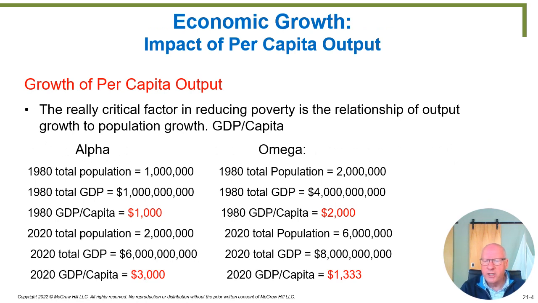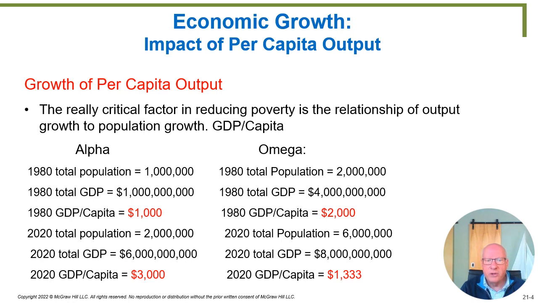Let's use two examples to illustrate some important fundamental facts of life that we need to recognize. This example I'm using is completely made up, just so we don't hurt the feelings of anyone from any particular country. We're going to look at two countries, Alpha and Omega, and in both countries we have obviously production and we have population. Let's take a look at Alpha's first. Total population in 1980 is 1 million people. Total production is $1 billion. So the per capita GDP, or GDP divided by population, is $1,000. Very poor country. Now, let's fast forward to 2020.